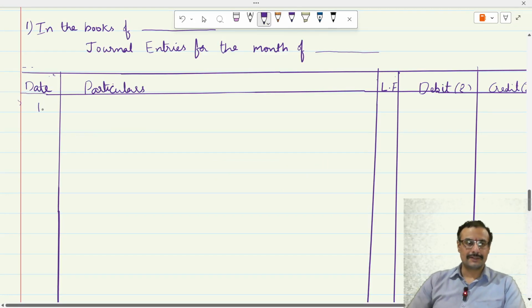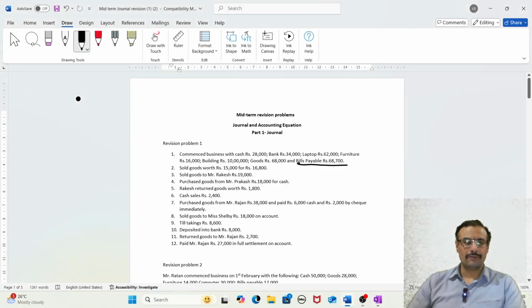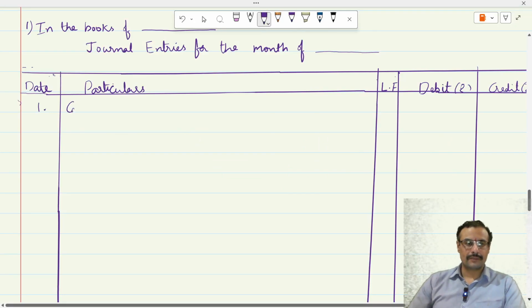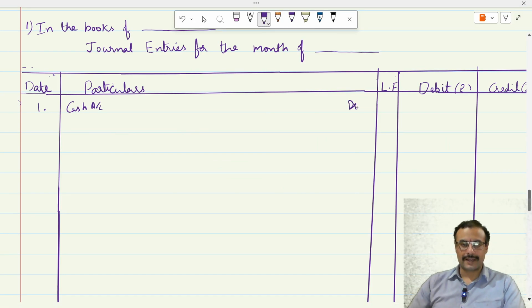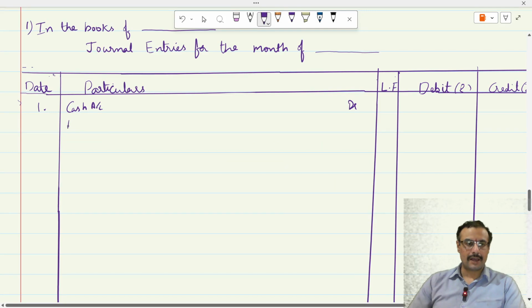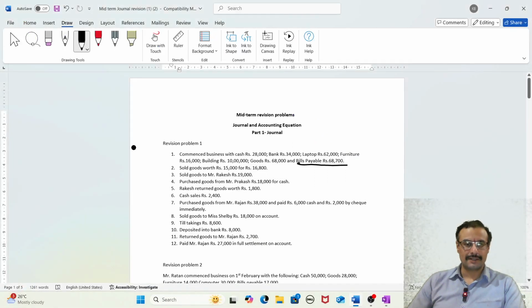Then what is the first serial number? First serial number is this one. What are the transactions that we'll have to do? We'll have to record this capital, this one. So it will be cash account debit. Why? Because cash is an asset, it is increasing, so it is to be debited. Then bank account debit, because this is also an asset, it is increasing.